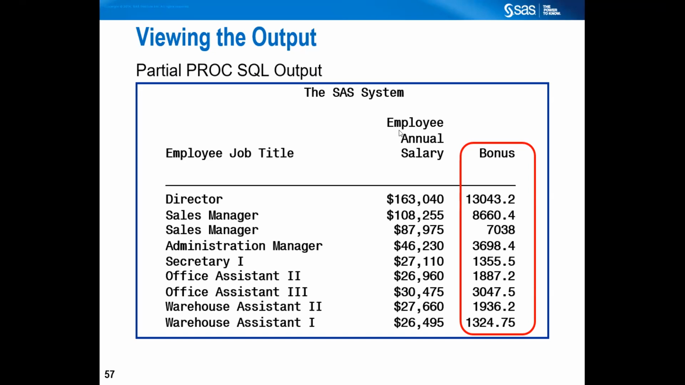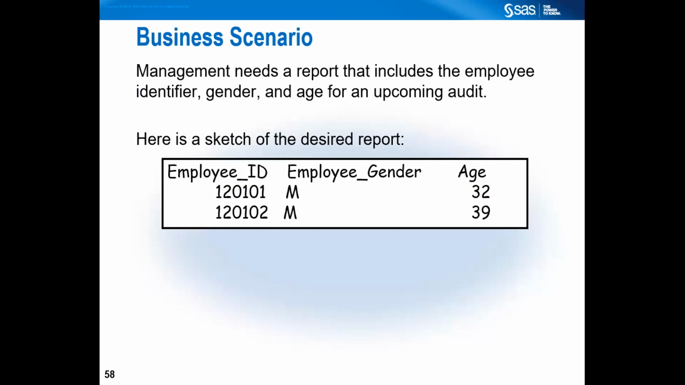Okay, if everyone has completed this demo and understood how this case works, it gives the same result for both the expressions, correct? Let's move ahead with the next business scenario. Now look at this business scenario. It says management needs a report that includes the employee identifier, gender, and age for an upcoming audit.